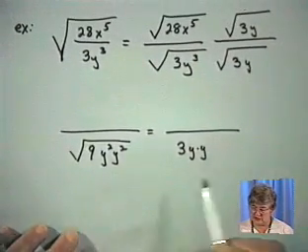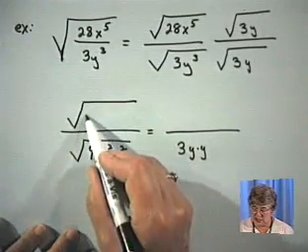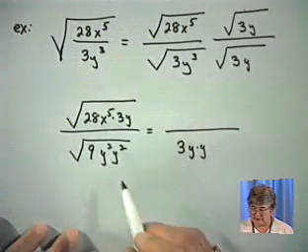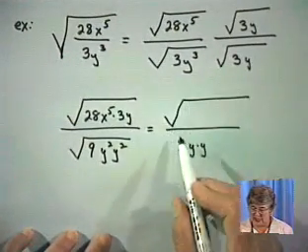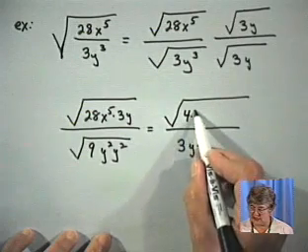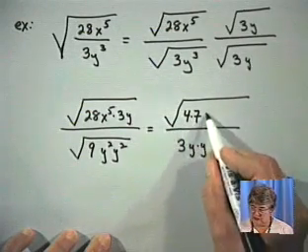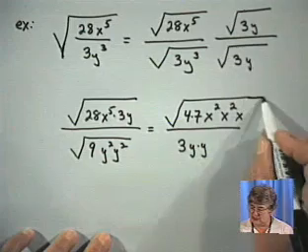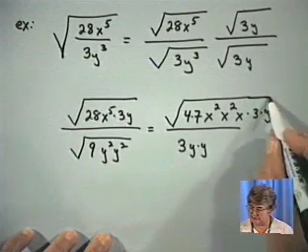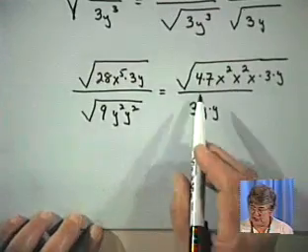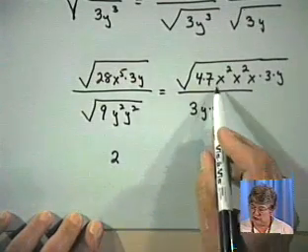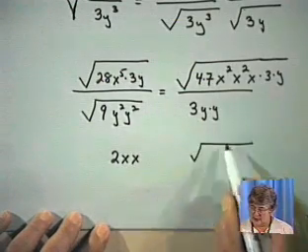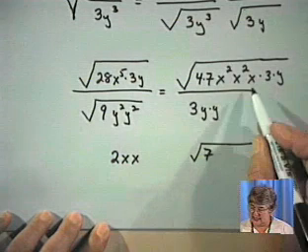What about for the numerator? Well, for the numerator, we've got a long expression here. We've got 28x to the fifth times 3y. So let's take them one at a time. 28, we need perfect squares. We'll write that as 4 times 7. X to the fifth, we'll write that as x squared times x squared times x. And then we have this 3 and this y. So from the numerator, we can remove the 4 to the outside. We can remove 2 x factors because each x squared comes outside. This x is left inside.